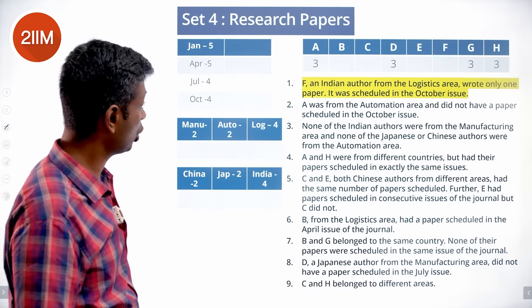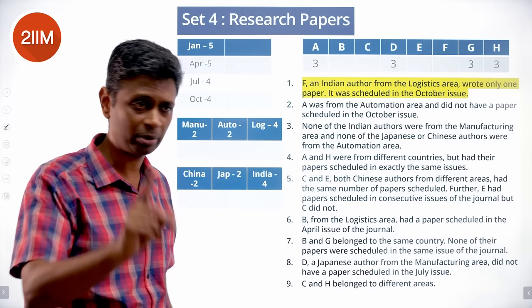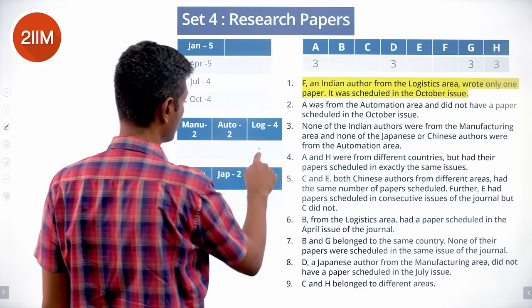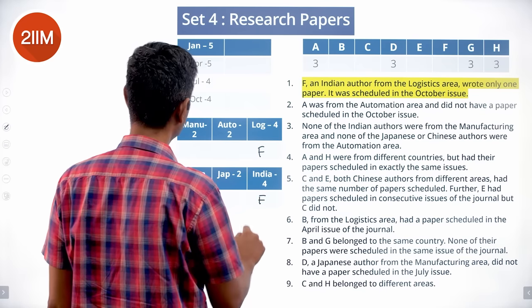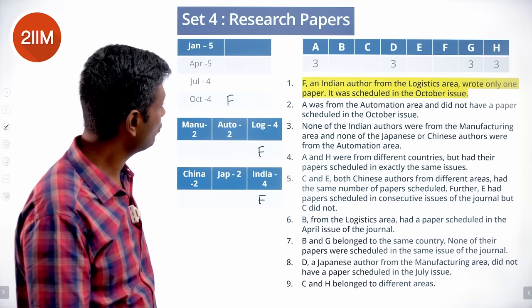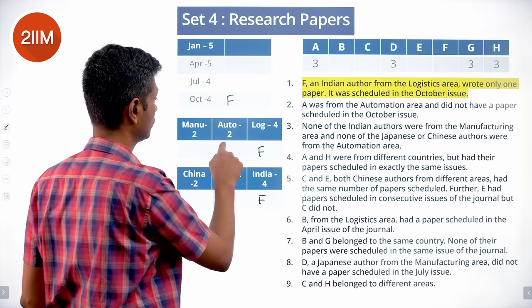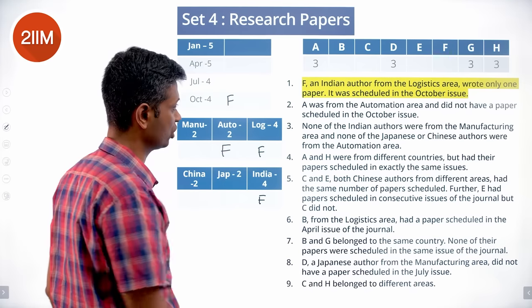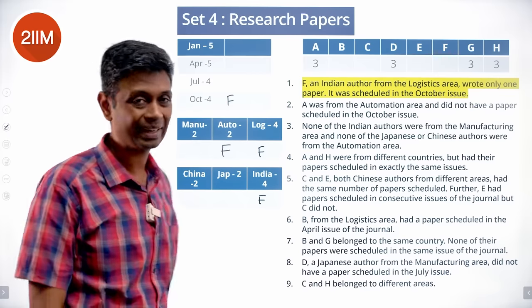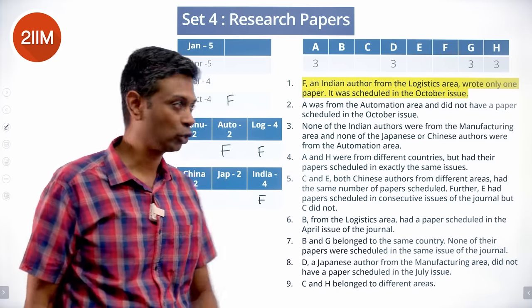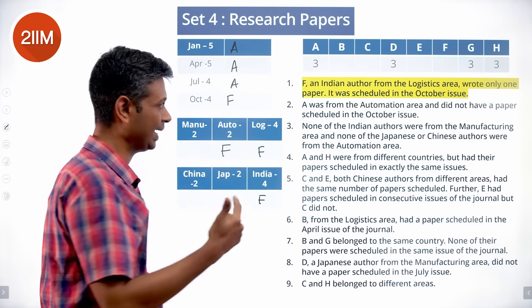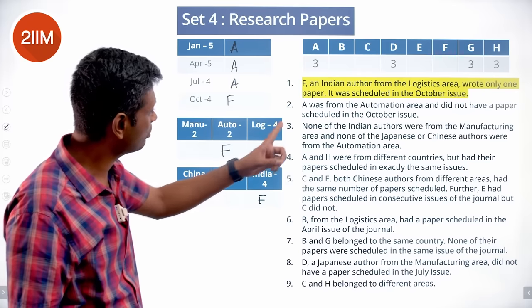F, an Indian author from logistics area, wrote only 1 paper, which is nice. It was scheduled in the October issue. F is in logistics. F is from India. And F sits in October. A was from automation, which is nice. And did not have a paper scheduled in the October issue. Not in October. A has published 3 papers. Nothing in October. This is brilliant. That means A should feature in all 3. A. And A was from automation.